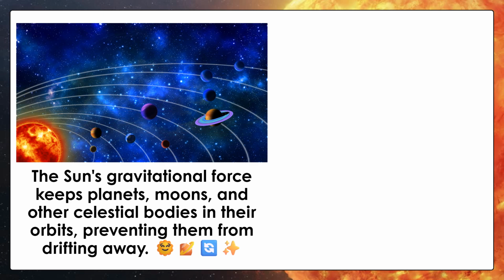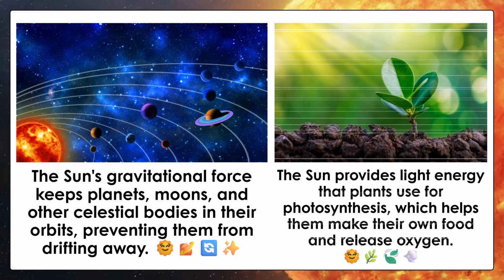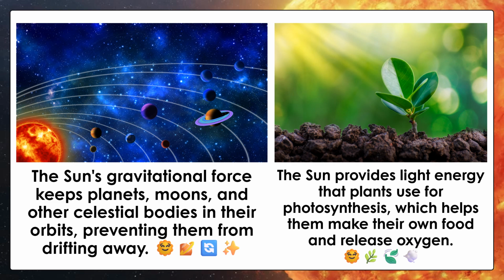Here's the first picture. The sun's gravitational force keeps planets, moons, and other celestial bodies in their orbits, preventing them from drifting away. Second picture, the sun provides light energy that plants use for photosynthesis, which helps them make their own food and release oxygen.